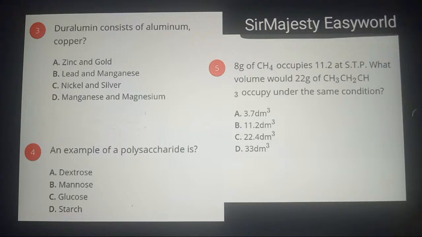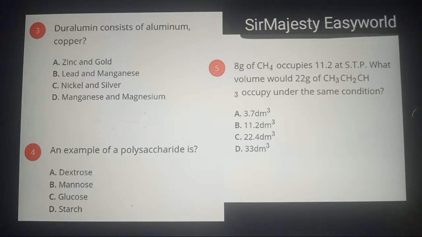So duralumin consists of aluminium. It's an alloy of 4 elements. Aluminium, copper, and I call it ACMM, or you call it MMAC. The 2 are manganese and magnesium. That is option D. So we have duralumin consists of aluminium, copper, manganese, and magnesium.